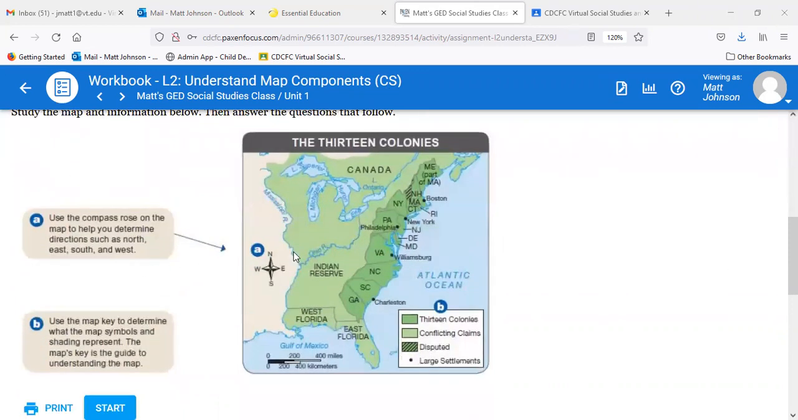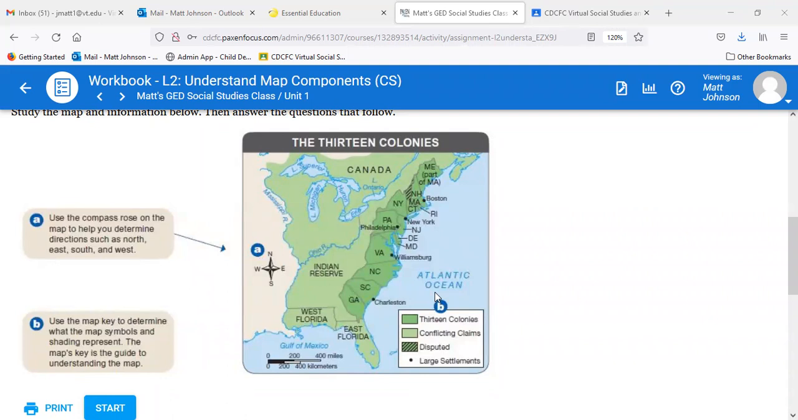So our compass, again, is running north to south, north being up, but it can also help you determine directions on the map easily. A lot of compass roses will be a little more ornate. They'll show things like northwest, southwest, or northeast. It'll give you those types of directions. And then we use the map key again to determine what the map symbols and shading represent.